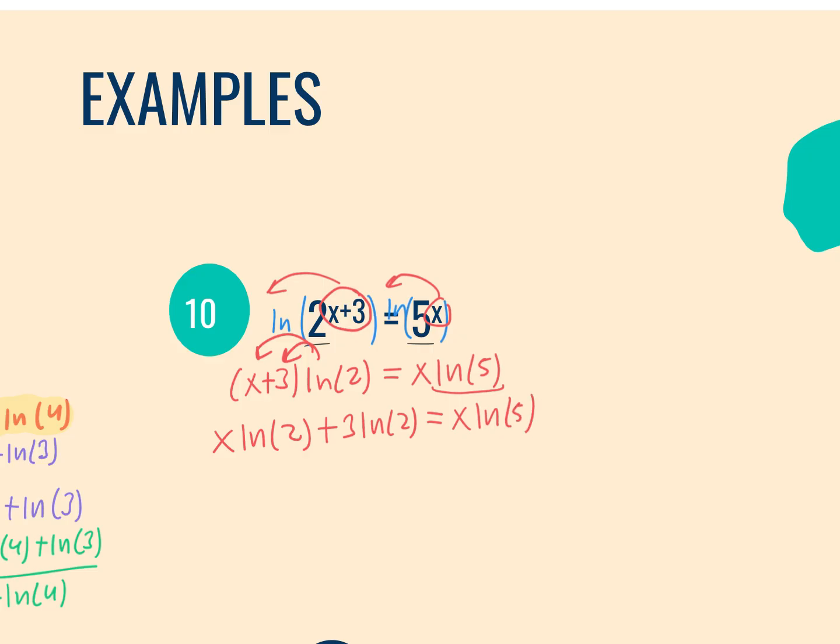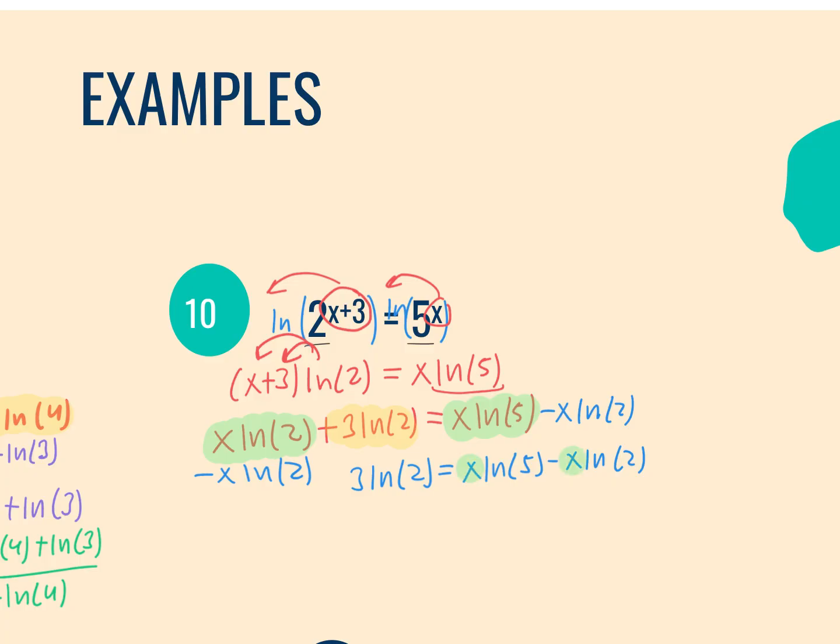All right? And now, once again, just look at what has the variables, right? I have an x ln of 2 and an x ln of 5, and then I have a 3 ln of 2 by itself, right? So I want to get the x's together, so I'm going to go ahead and subtract x ln of 2 on both sides. And then you're going to be left with 3 ln of 2 equals x ln of 5 minus x ln of 2.